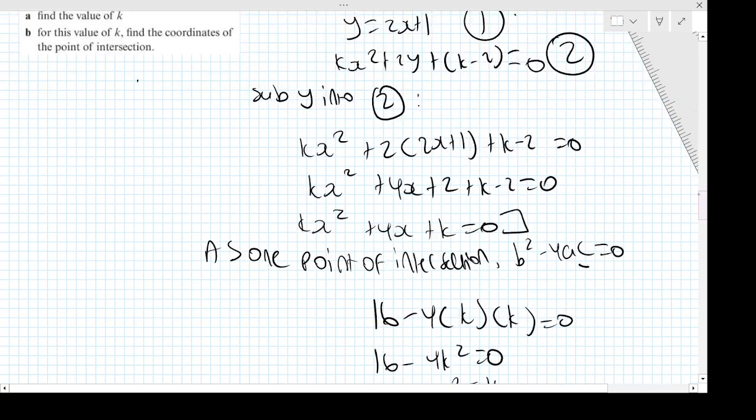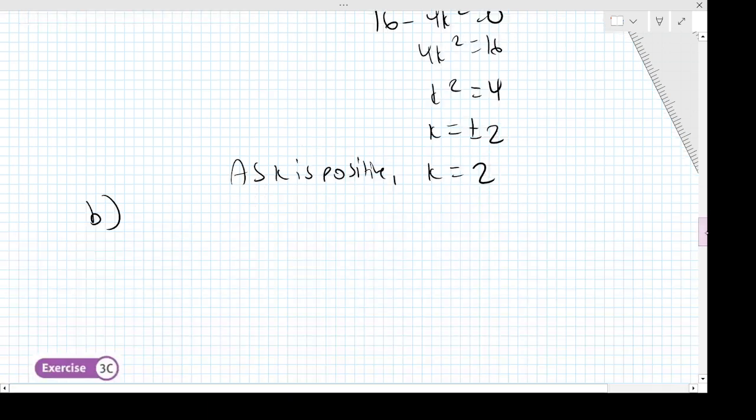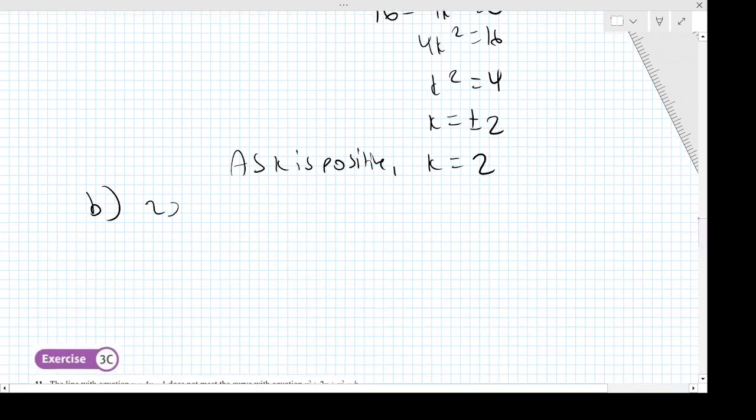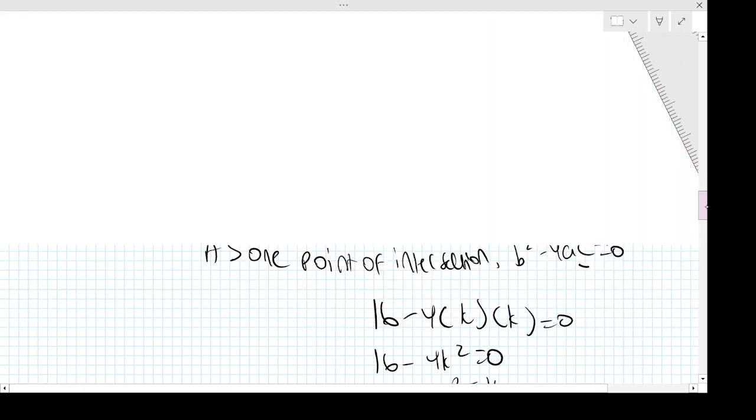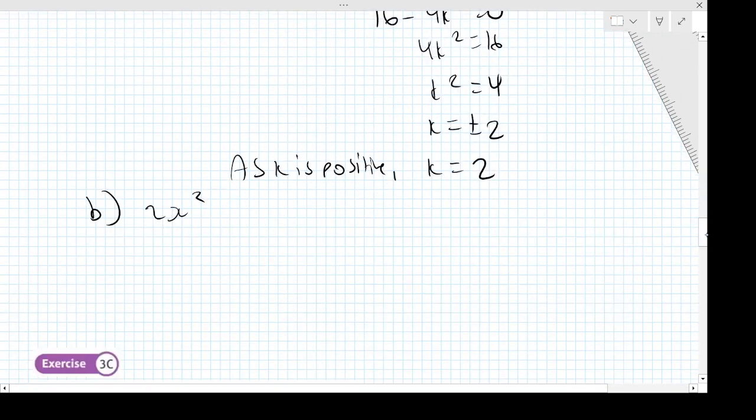Well, we're going to just solve this quadratic then, because that's what we need to do. So we found what k is, so then we can say the quadratic would be 2x squared, because kx squared would be 2x squared, plus 4x plus k. Now k is 2, that equals 0. I'm going to divide by 2, just because I don't like the number in front of the x squared, to then get x squared plus 2x plus 1 equals 0.